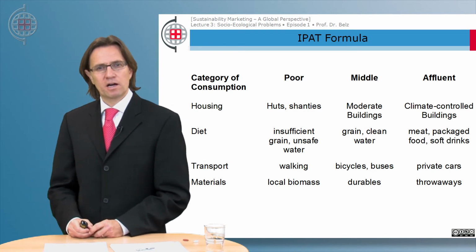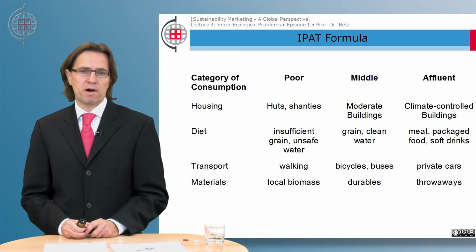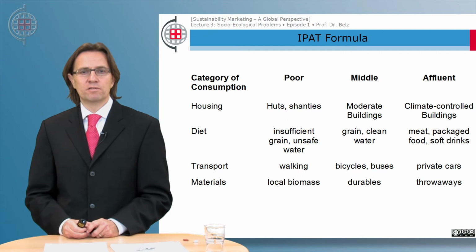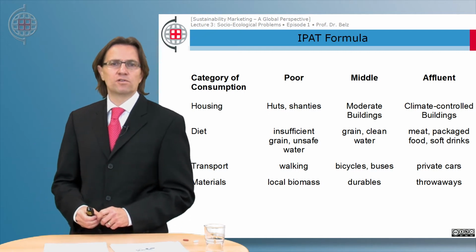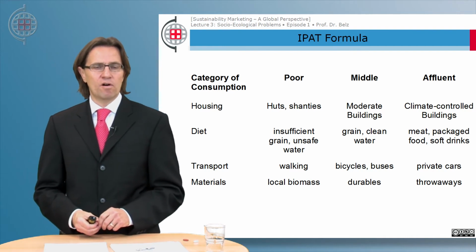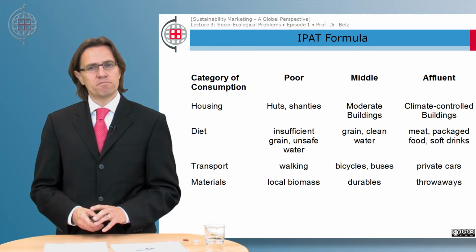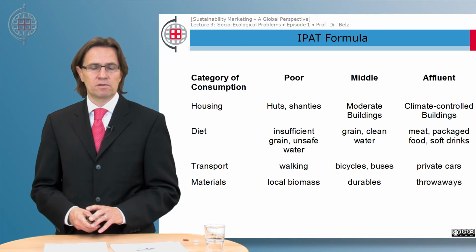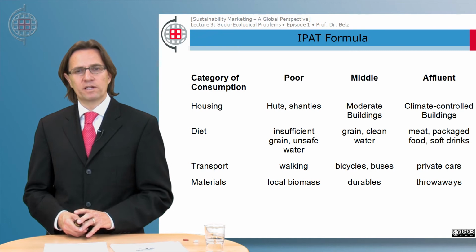The middle consumer class has moderate buildings, they have enough to eat and drink, they have public transportation like buses or trains, and they live on durable materials. And then we have the affluent, the so-called global consumer class. Often they live in climate-controlled buildings, they eat a lot of meat, they eat packaged food, and they drink soft drinks. Many of them have private cars and a lot of throwaways.